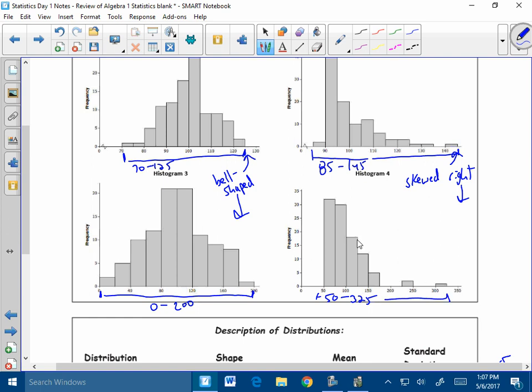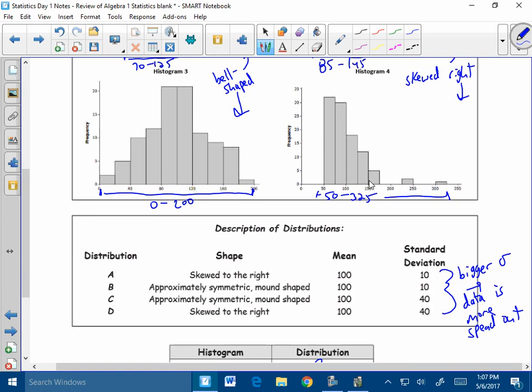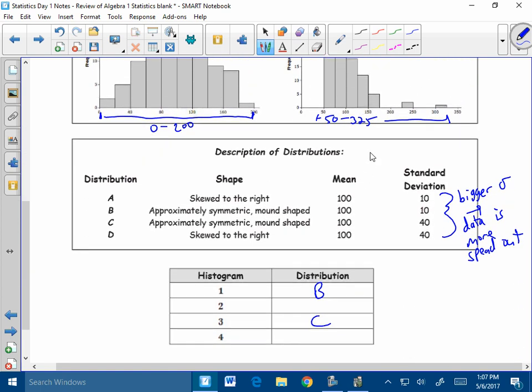So this one is definitely more spread out. So this last one here, histogram 4, should have the larger standard deviation. Histogram 4 is going to be the one with the standard deviation of 40, which leaves 2 to be A, skewed to the right, and the smaller standard deviation. So standard deviation measures how spread out your data is, and then we look at the shape of the graphs.